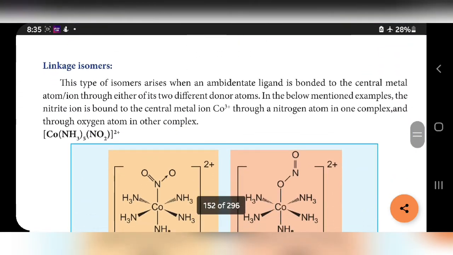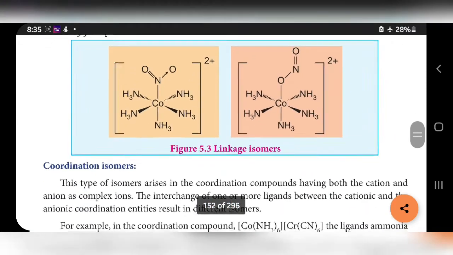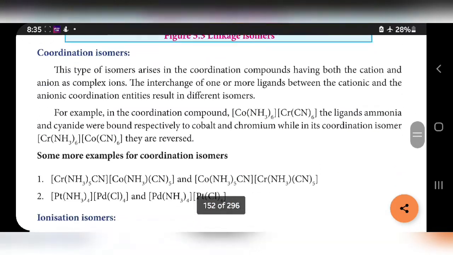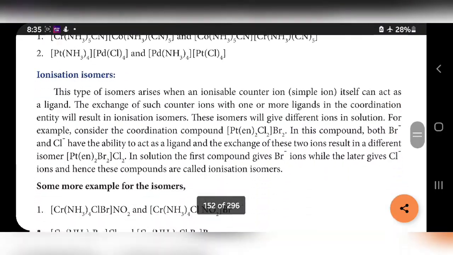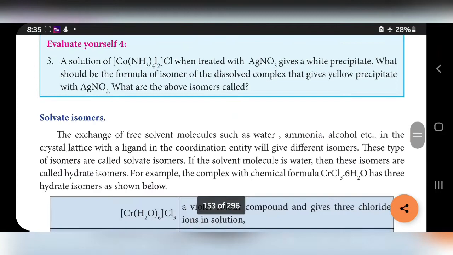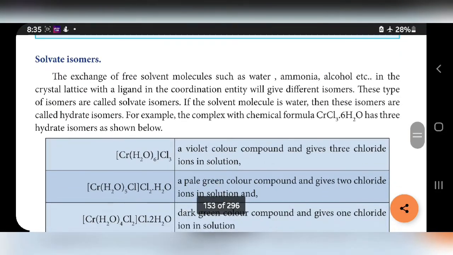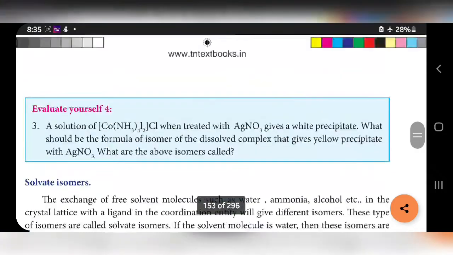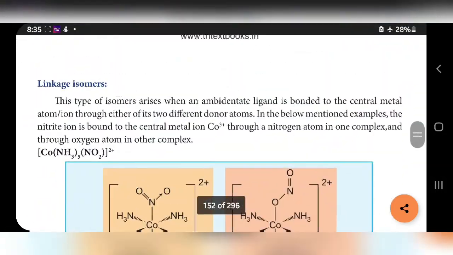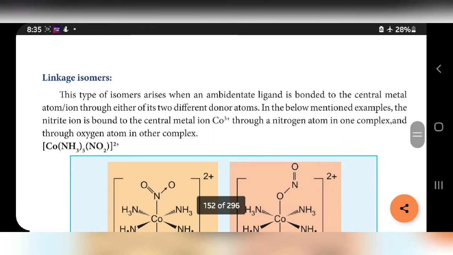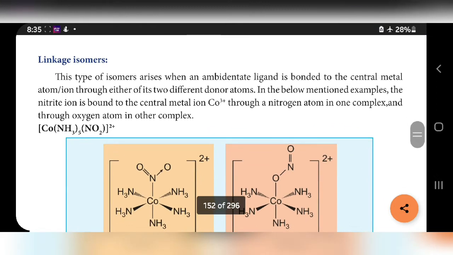First one is linkage isomers. Second one is coordination isomers. Third one is ionization isomers. And fourth one is solvate or hydrate isomers. First, we are going to learn about linkage isomers. This type of isomer arises when an ambidentate ligand is bonded to the central metal atom or ion through either of its different donor atoms.